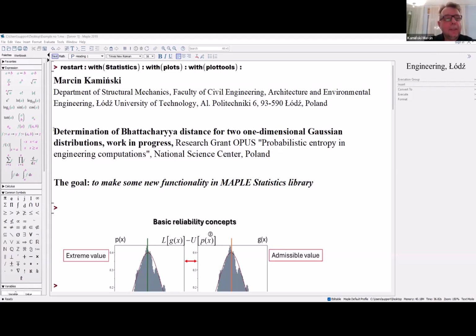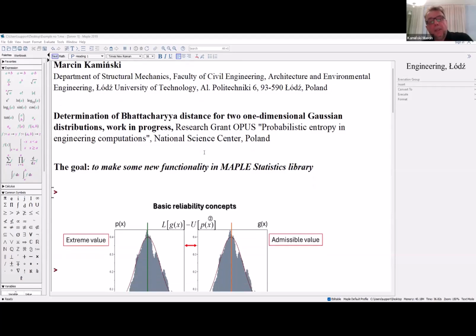And now, as has been mentioned, I would like to tell you a few solutions and a few thoughts about determination of the Bhattacharyya distance for two one-dimensional Gaussian distributions. This is work in progress. It is part of the research grant OPUS called Probabilistic Entropy in Engineering Computations, and this is sponsored by the National Science Center, of course, located in Poland.